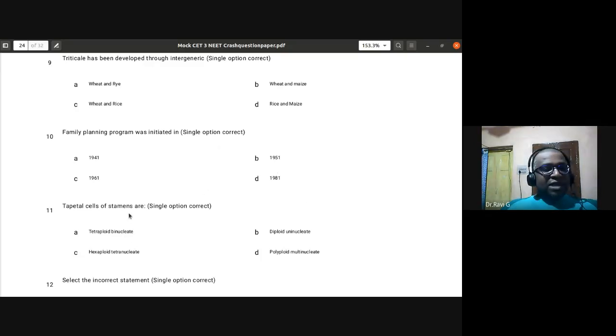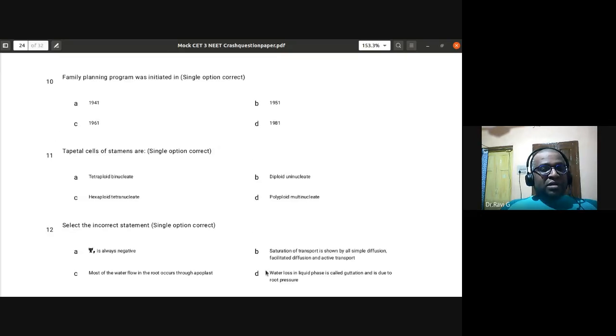So the 11th one: tapetal cells of stamen are tetraploid binucleate, diploid binucleate, hexaploid tetranucleate, or polyploid multinucleate. So the tapetal cells of stamens are polyploid multinucleate.